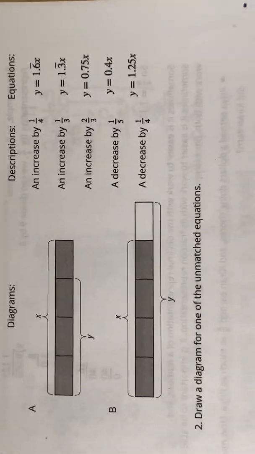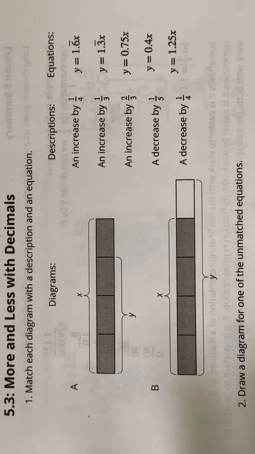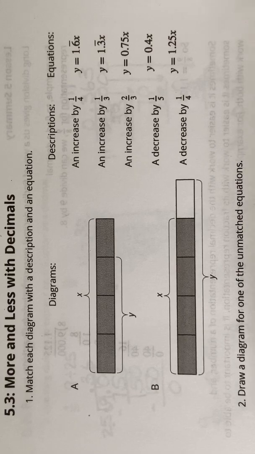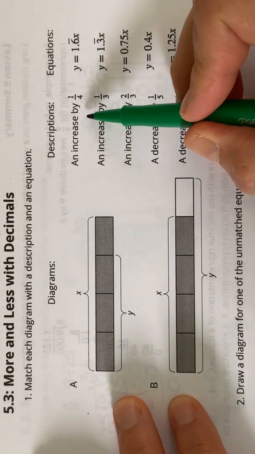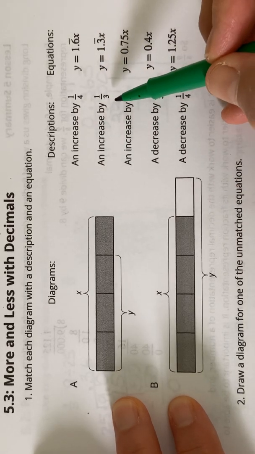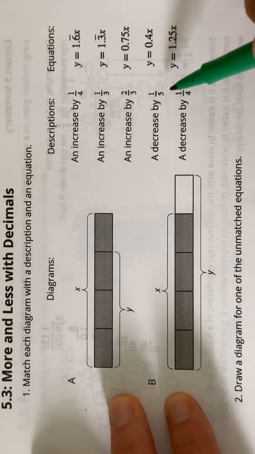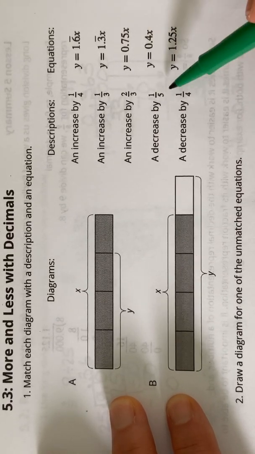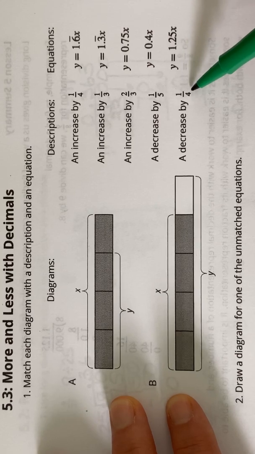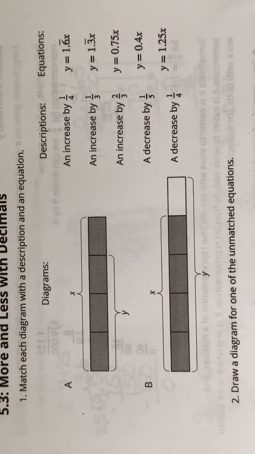All righty, moving on. We're almost done with this one. This is kind of a little bit of what we did yesterday. Match the decimal with the bar graph, okay? I've got an increase by 1/4, an increase by 1/3, an increase by 2/3, an increase by 1/5, a decrease by 1/5, and a decrease by 1/4.